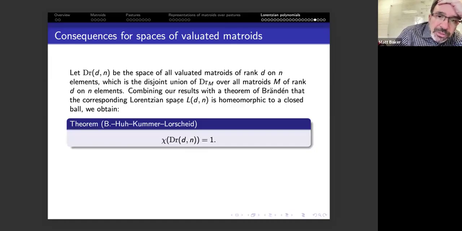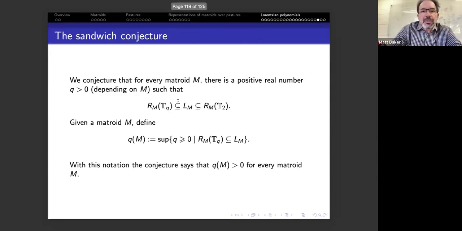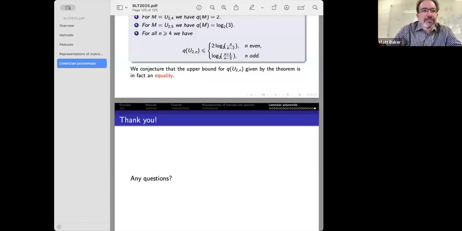And this seems to be a new theorem about spaces of valuated matroids, which we deduce from knowing something about Lorentzian polynomials using analytic methods. And we don't know how to prove this without this detour into the theory of Lorentzian polynomials. And I think I will skip the last slide because I'm out of time, and I will just take questions now. So thank you very much.